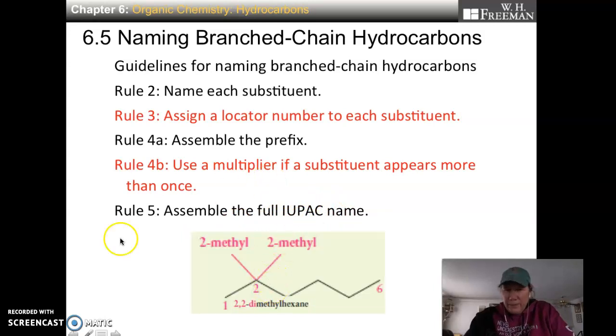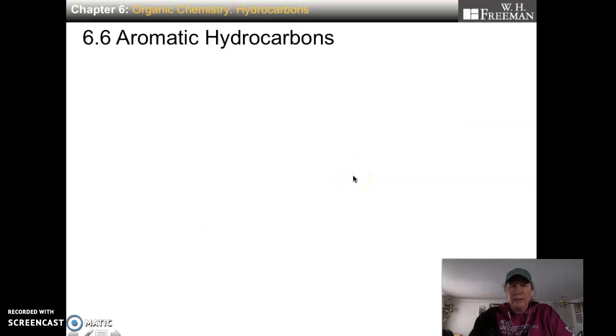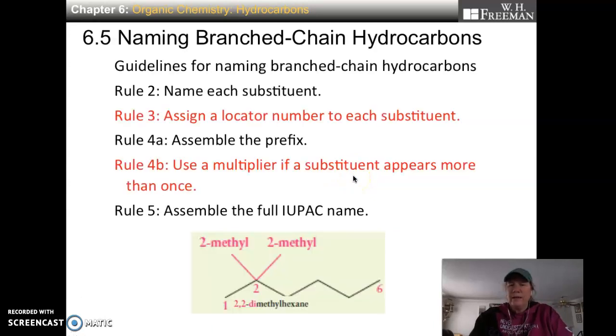So here we have 1, 2, 3, 4, 5, 6. That's hexane. On the second carbon, we have 2 methyl groups, so it's 2,2-dimethyl. Because there are 2 methyl groups, some people want to write ethyl. Ethyl would be a 2 carbon chain, but these are 2 methyl groups, so it's 2,2-dimethylhexane. And again, this is just reviewing what we already talked about. I think the next part is aromatics. Okay, we'll save aromatics for next, so we're done with this part.